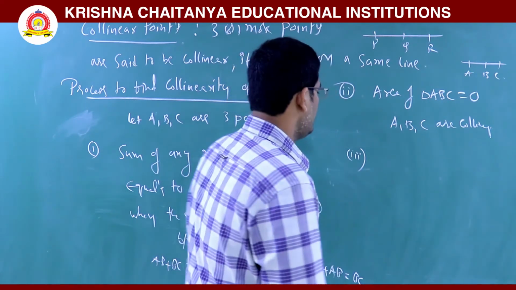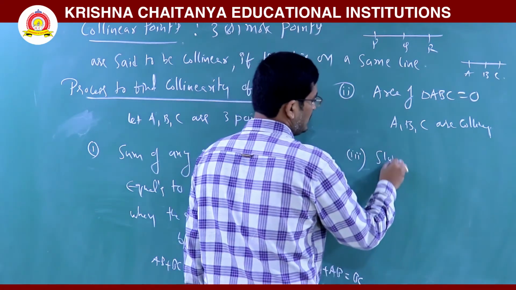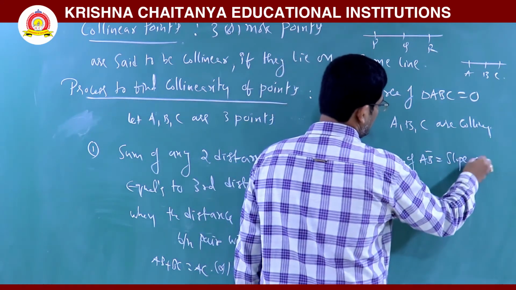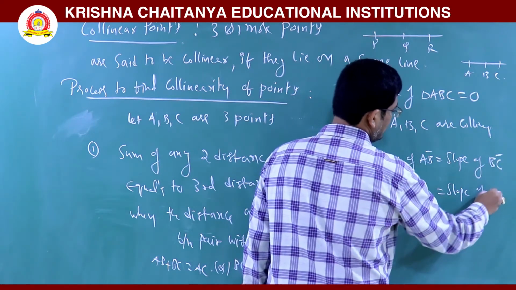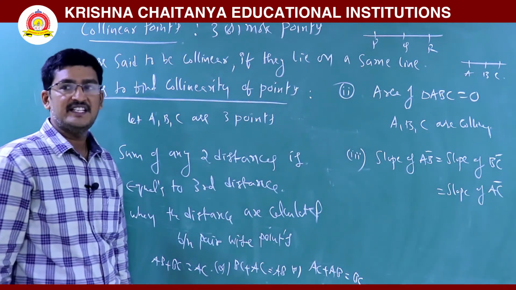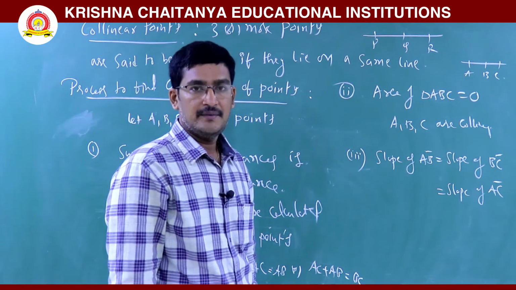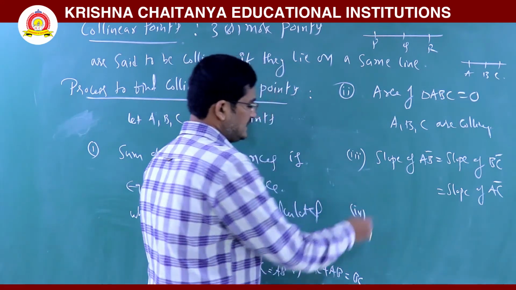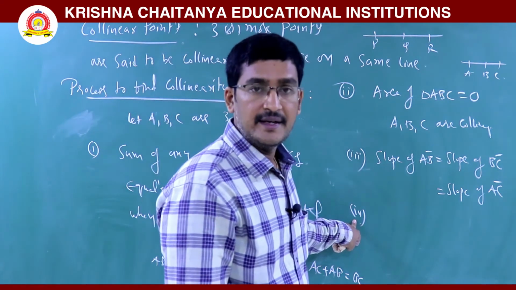So in this way, we have to test the collinearity of ABC. So the slope of AB bar is equal to the slope of BC bar is equal to the slope of AC bar. Suppose the slope of AB bar is equal to the slope of BC bar is equal to the slope of AC bar, then also you have to say those 3 points A, B, C are collinear. It is one more method to test the collinearity of the 3 points.